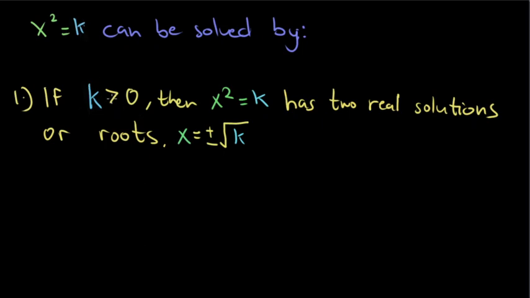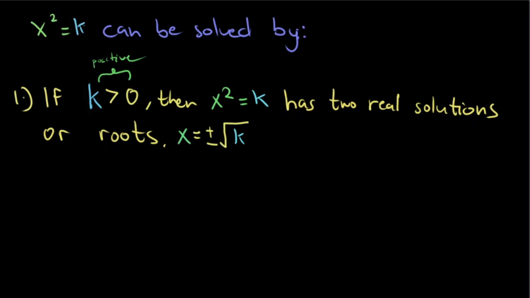If k raw is greater than 0, or this is the same thing as saying if k is positive, kasi lahat ng number na mas malaki sa 0 ay positive number. So if k is positive, then x squared equals k, or your quadratic equation, has two real solutions or roots. Yung sagot can be called as a solution or a root. Ano daw yun? X can be positive or negative the square root of k.